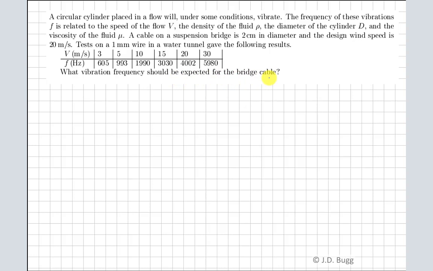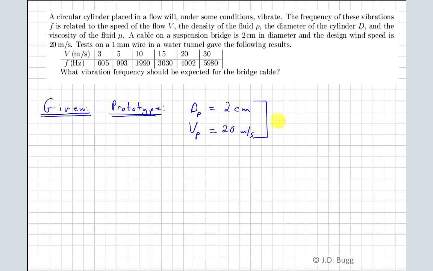So this is a model prototype type question. So we'll give our given information here. So the prototype in this question is the cable on the bridge. For the prototype, we know the diameter of the prototype is 2 centimeters, and we know the velocity of the wind for the prototype is equal to 20 meters per second. And the prototype flow is in air.